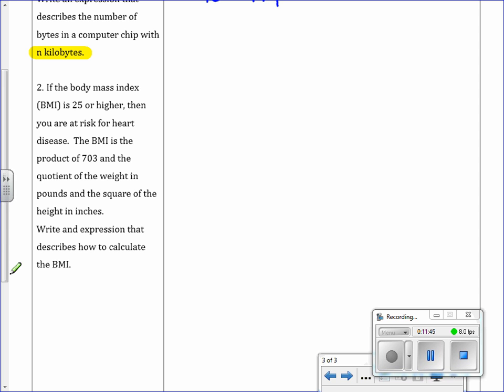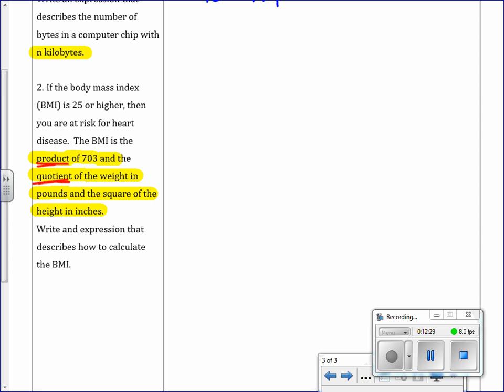The BMI is the product, that's important, of 703 and the quotient of the weight in pounds and the square of the height in inches. And it says write an expression that describes how to calculate the BMI. So this is the important information. It looks like I'm just highlighting the whole thing, but these 4 lines are the most important part. And I'm even going to go back and underline some key parts as well. Product, that means multiply, and quotient, that means divide.